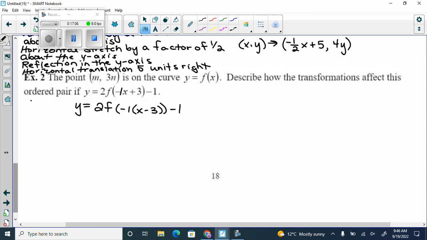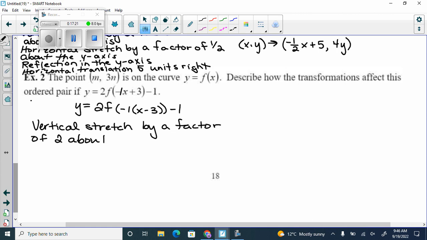So our transformations are vertical stretch by a factor of 2 about the x-axis. There's no horizontal stretch, but there is a reflection in the y-axis. And then a horizontal translation.